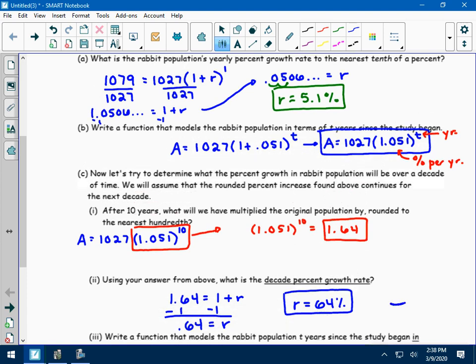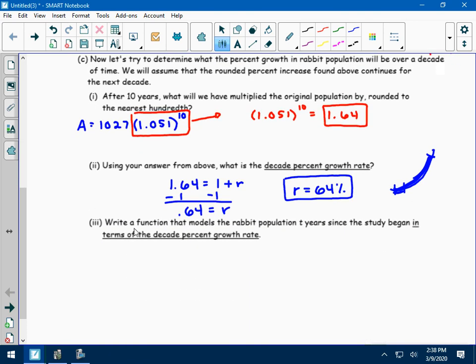And that's because you have an exponential graph. If you look over the course of a year, it only grows by that much. If you look over the course of 10 years, it's growing a lot differently. So the percent over 10 years might be different than the percent over 1 year. So you can't just multiply this by 10 and get the answer. It's not 51%.